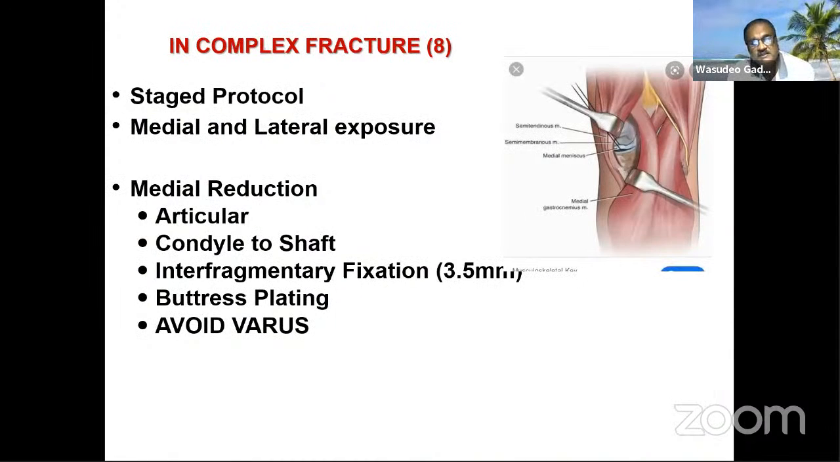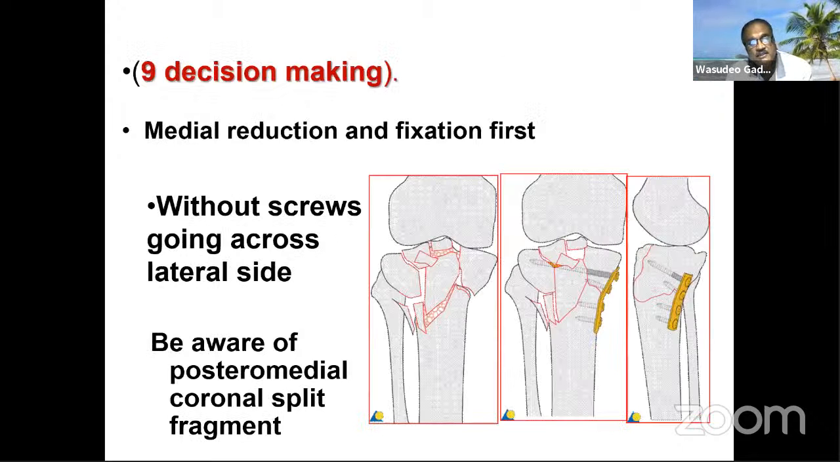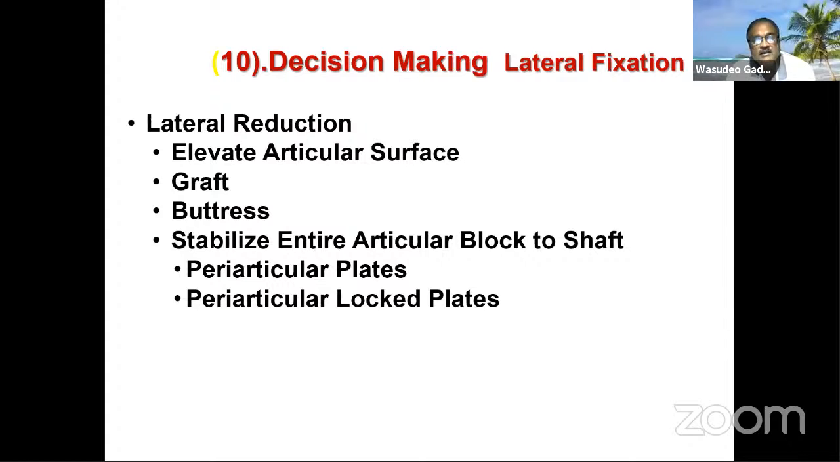This is a complex fracture and needs a staged protocol: medial and lateral exposure, articular condylar and interfragmentary buttress placement, and avoid varus. So when there is a bicondylar fracture, which to fix first? It's a temporary fixation first, then medial, and then lateral. In the lateral fixation, it is most important to elevate the subchondral part by a submeniscal arthrotomy. Unless you do that, it is not possible to visualize the articular surface.